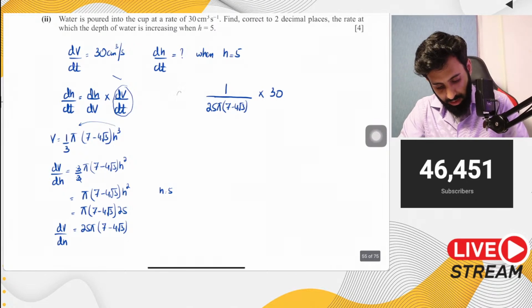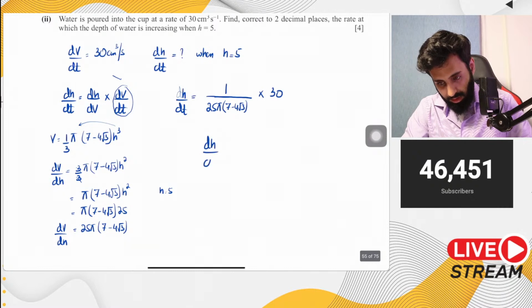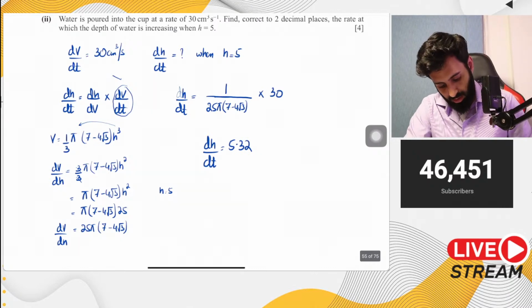And let me see if that's the correct answer. So dh upon dt is equal to 5.32. Let me see if that is the correct answer. Yep, 5.32 it is.